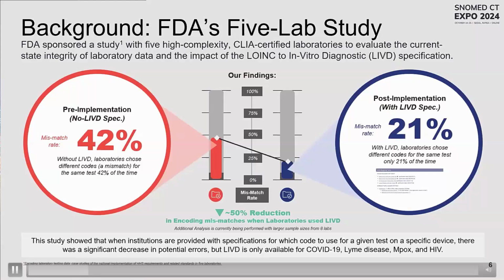So what the FDA then did with LIVID, which is the LOINC in vitro diagnostic data specification, was give the labs the test codes to use and to encode their lab data with. Now, this is specific to the COVID-19 tests, Lyme disease tests, the Mpox virus, and also the HIV virus. And they still found a mismatch rate of 21%. So even when we're providing codes to the labs and telling them which codes to use, we're still finding discrepancies.